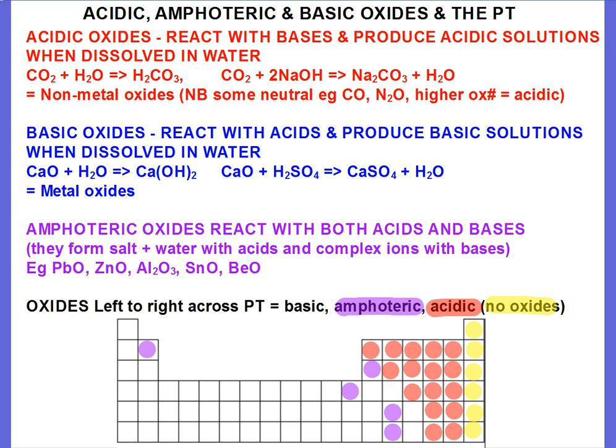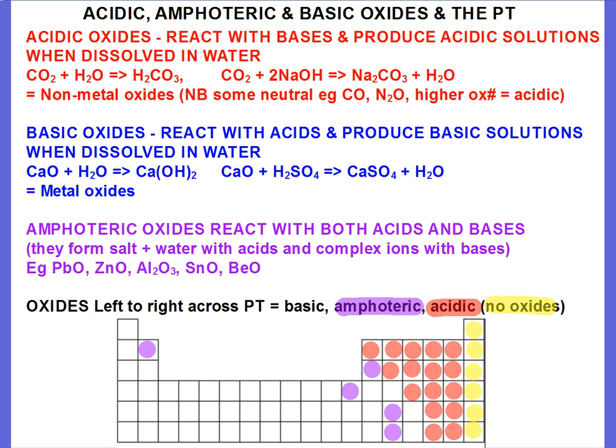Now, the amphoteric oxides react with acids, and they also react with bases. They form salt plus water with acids. They act like a typical base with an acid. Acid plus base goes to salt plus water. When they react with bases, though, they form complex ions. And the examples of the amphoteric oxides are things like lead oxide, zinc oxide, aluminium oxide, tin oxide, and beryllium oxide. And there's a little periodic table down here which has been labelled with different sorts of oxides.